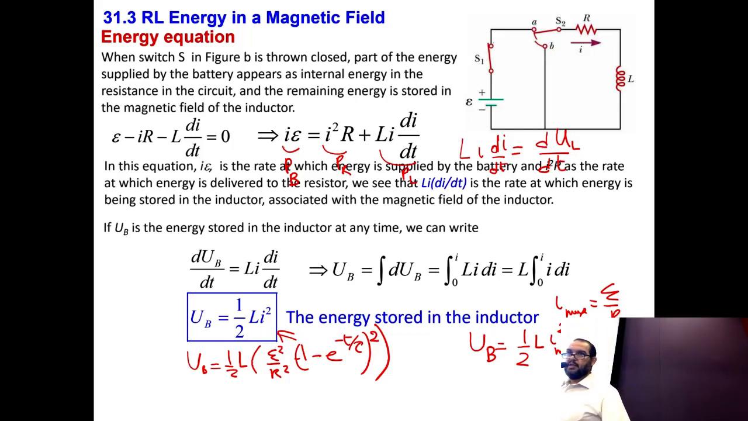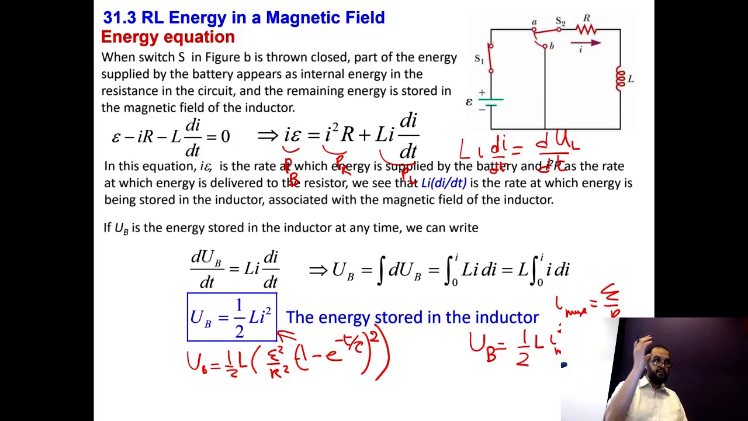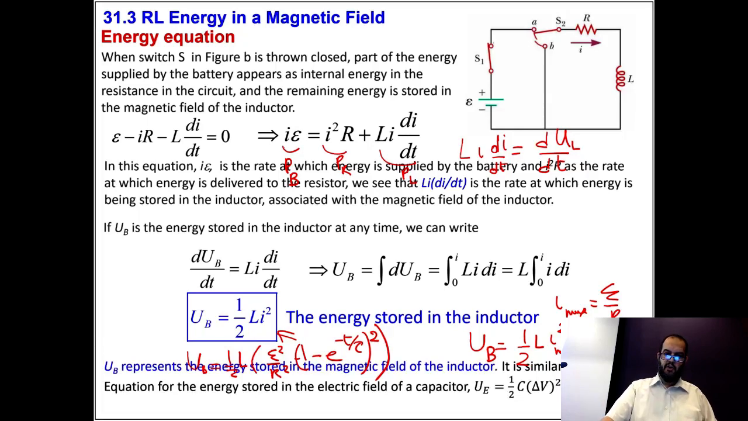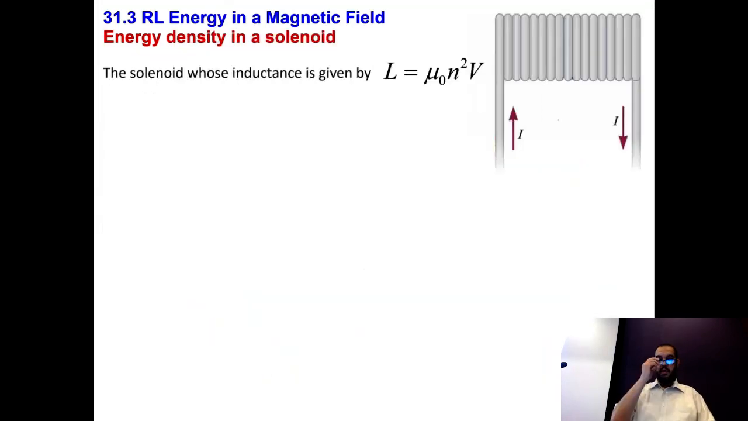So the inductor can store energy in the magnetic field because the inductor has a magnetic field when the current is flowing through it. Okay, so this is very nice. Now let's take a solenoid and try to determine the energy and the energy density of the solenoid. Remember, we derived in the previous lecture that the inductance of a solenoid is mu0 n squared times the volume. n is the number of turns per unit length.